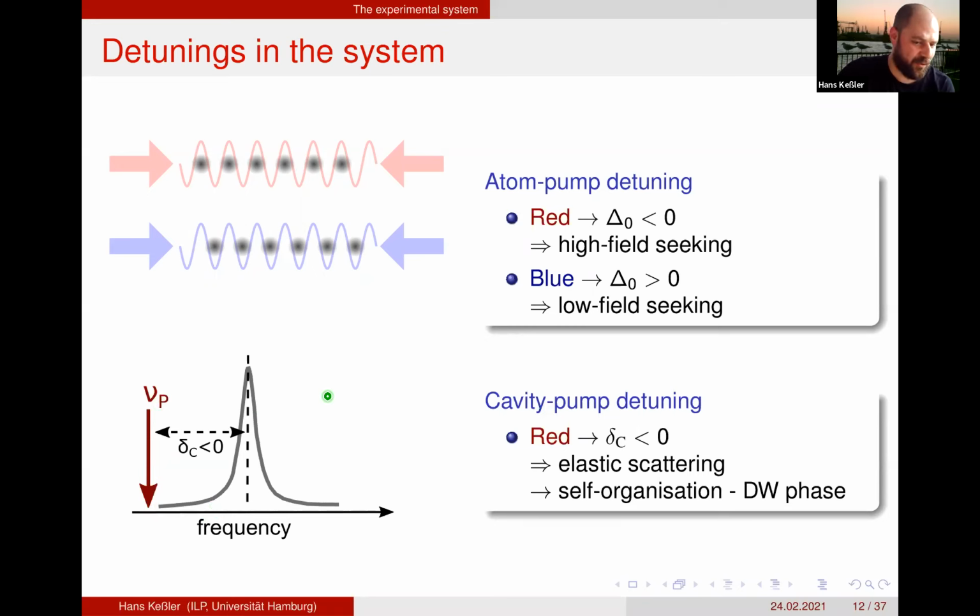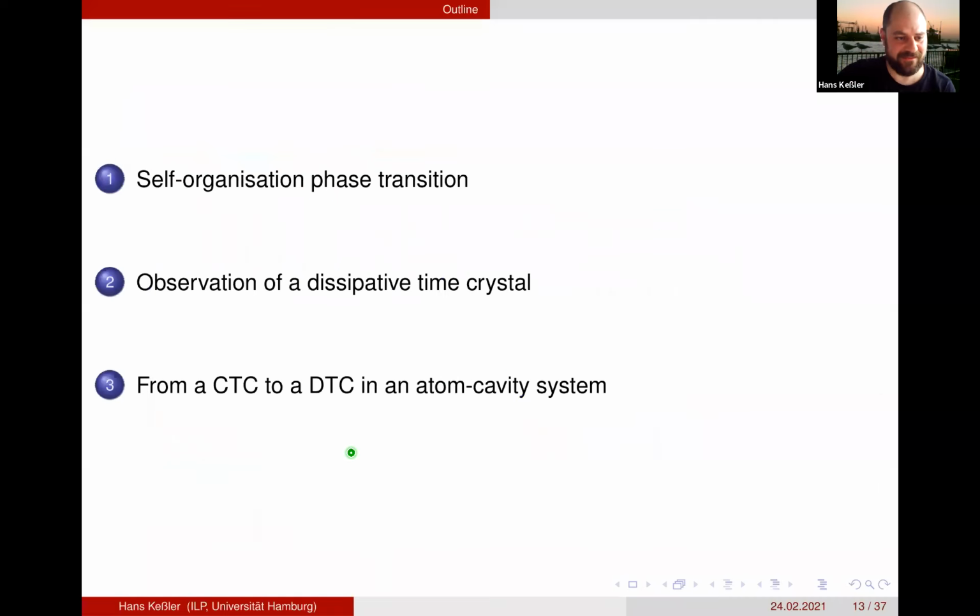We performed some experiments on the blue side as well. There we observe matter-wave superradiance, similar to the experiments of the group of Wolfgang Ketterle. In our case, we can use our narrowband cavity to steer them. But I don't have time to talk about this today. So these are the detunings, and now I'm finished with this introduction and come to my outline.